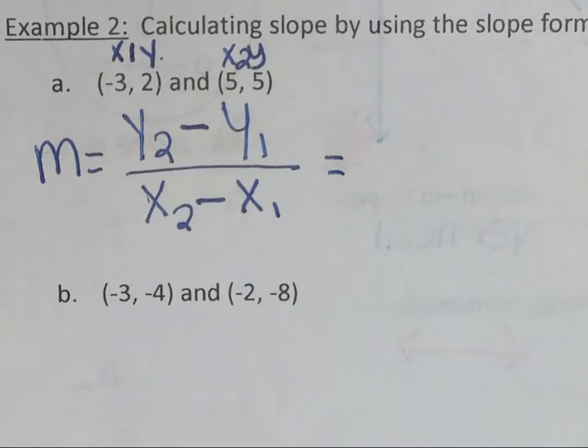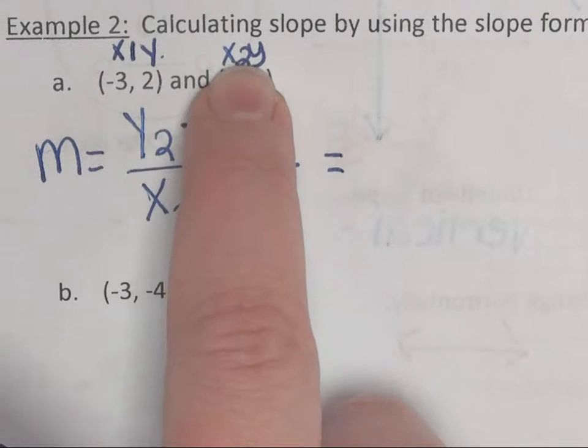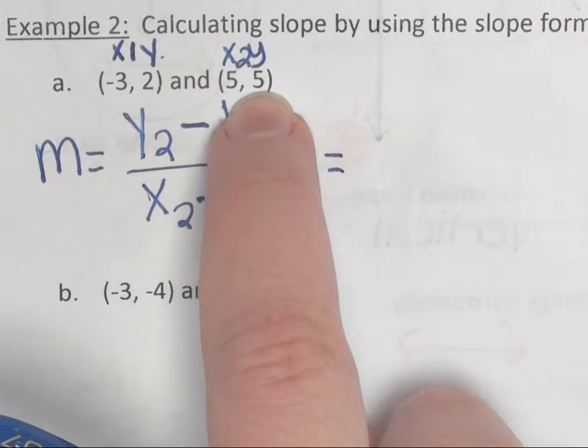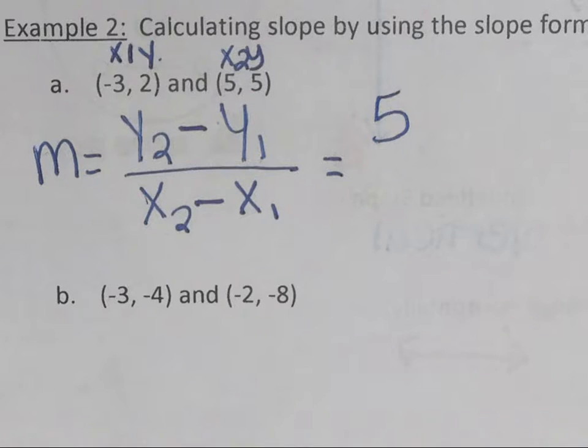Okay, so let's work together. Okay, Y2. That means I need to look at that second coordinate where I put the 2, so right here. And I need to look at the Y value. What's the Y value? 5. So I replaced Y2 with a 5.